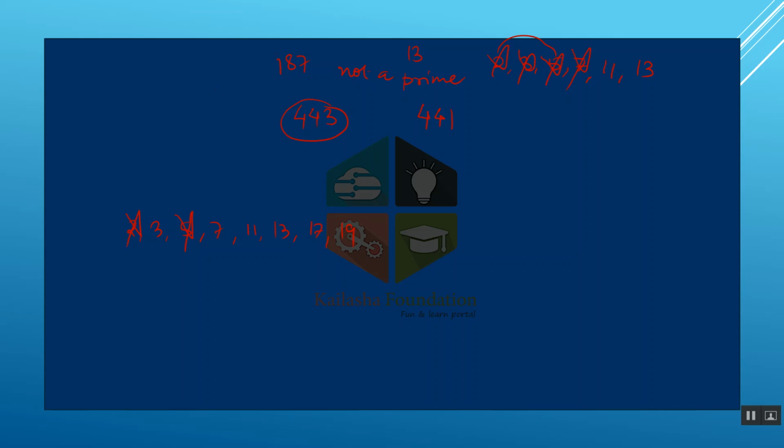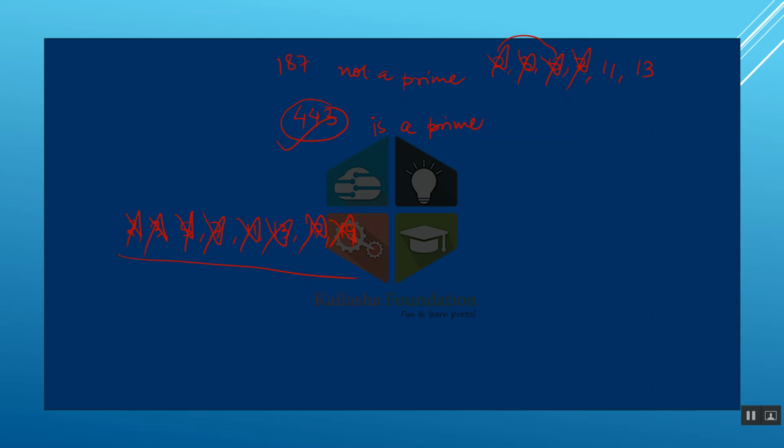4 and 4, that is 8, and 3, that is 11, not divisible by 3. 7 6s are 42, not divisible by 7. 4 and 3, that is 7, not divisible by 11. 13 3s are 39, not divisible by 13. 17 2s are 34, 17 6s are 102, no, not divisible by 17. 19 2s are 38, not divisible by 19, so it is a prime number. 443 is a prime number, and 187 was not a prime.